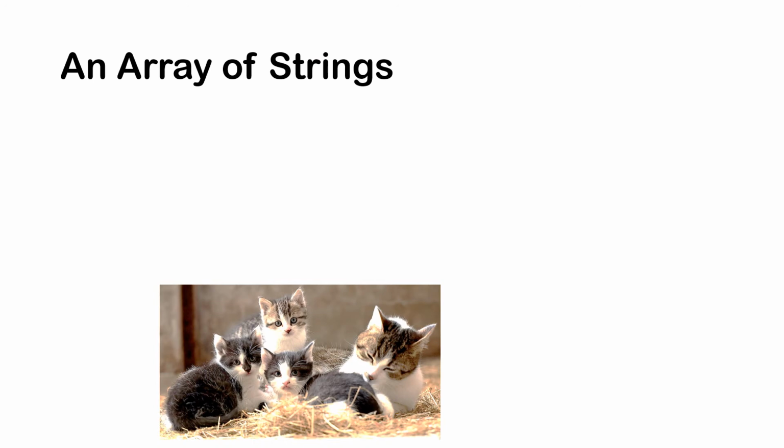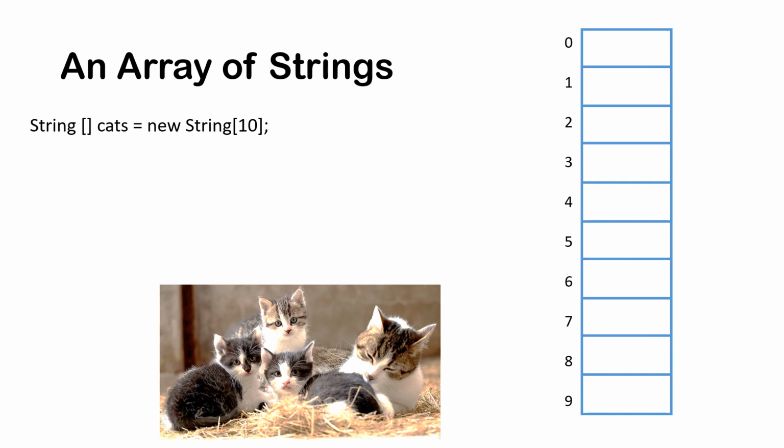Let's have a look at an array of strings. We've got String[] cats = new String[10]. This is what it would look like. We'll get our indexes counting from 0 to 9.